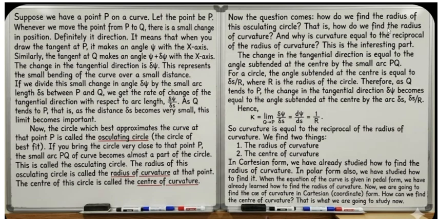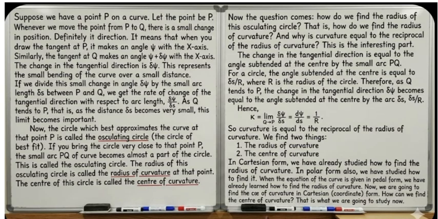And already we know, whenever we find the radius of curvature, we already studied why curvature is equal to the reciprocal of the radius: because the change in the tangential direction is equal to the angle subtended at the center by this small arc PQ. This becomes equal to d theta. Now d theta is equal to d psi, and we already know that s is equal to r theta. We studied this in the previous classes. Now we can come to the conclusion that the center of the osculating circle is the center of curvature.